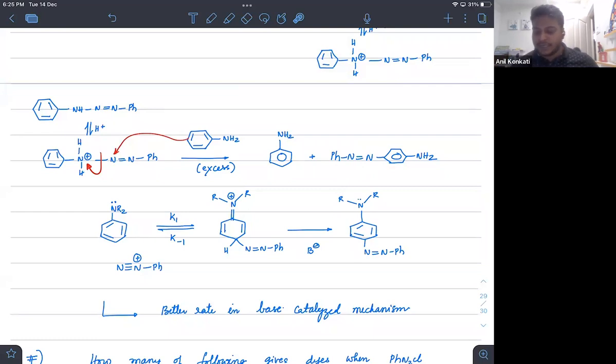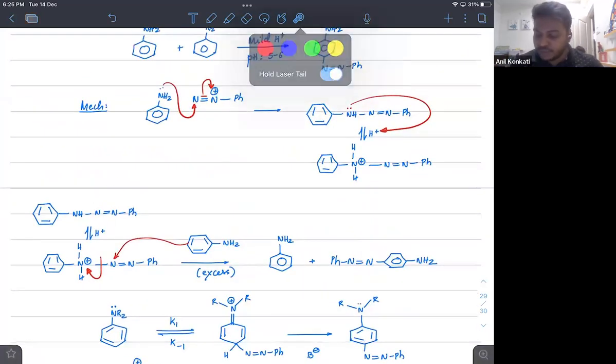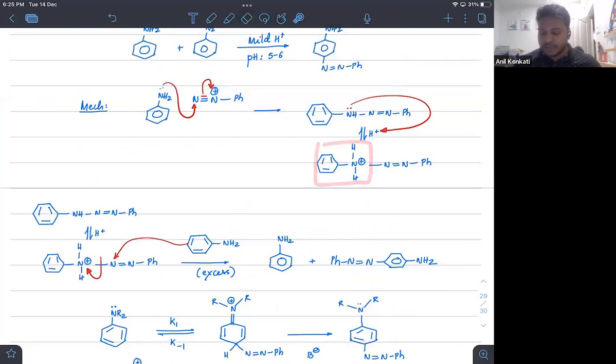Okay. So acidic medium is slightly helping to remove the group, so that the next molecule will attack, with a better product formation. That's it.